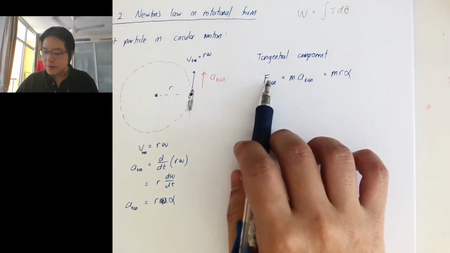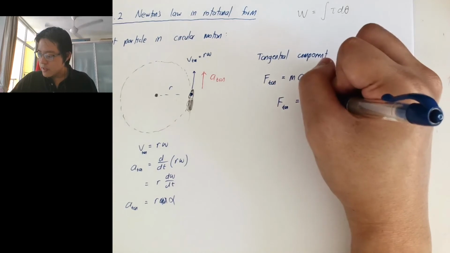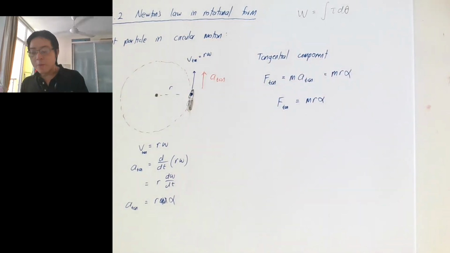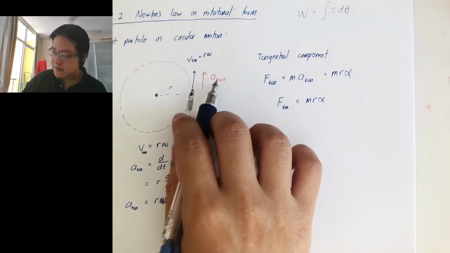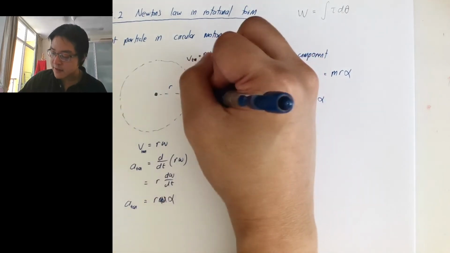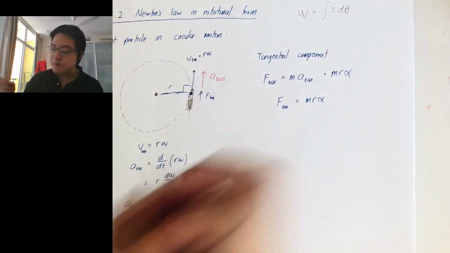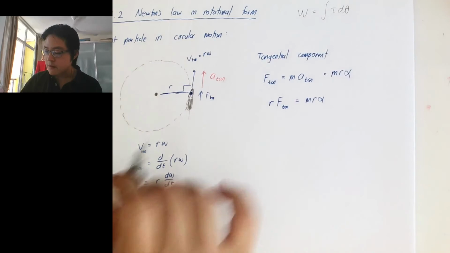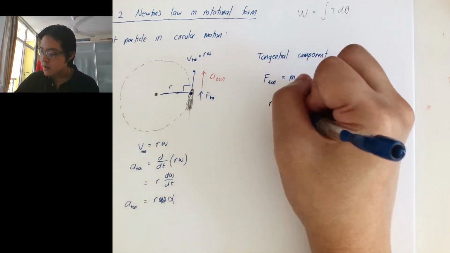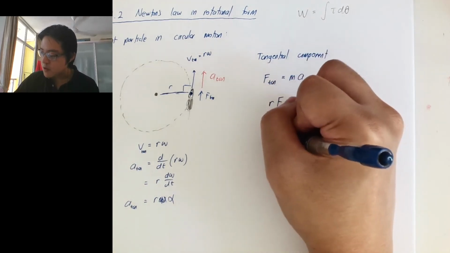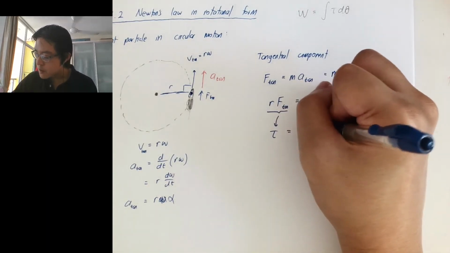What were we doing? Oh, we are doing this. We say that F tangential is equal to m r alpha. Now, what is the torque acting on a particle? If it's experiencing a tangential acceleration, that means it has a tangential force. Force times the distance will be the torque. So if I multiply by r, and the angle is 90 degrees so sine 90 is 1, on both sides, I get this. This part gives me the torque, and this part is the moment of inertia times alpha.